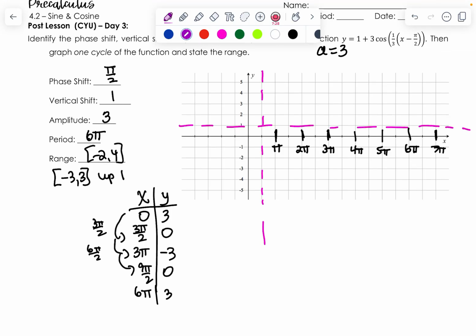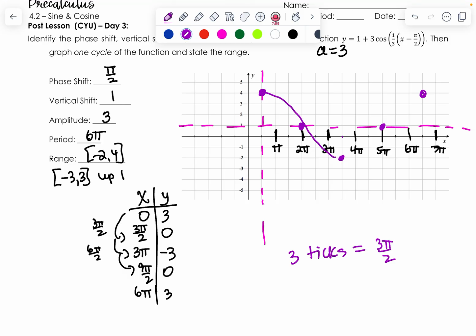All right, so here we go. My first point is 0 up 3, so that's 0, 4. And then 3 ticks is 3 pi over 2. So I'm going to count 3. 1, 2, 3. And I'm going to count 1, 2, 3 again.